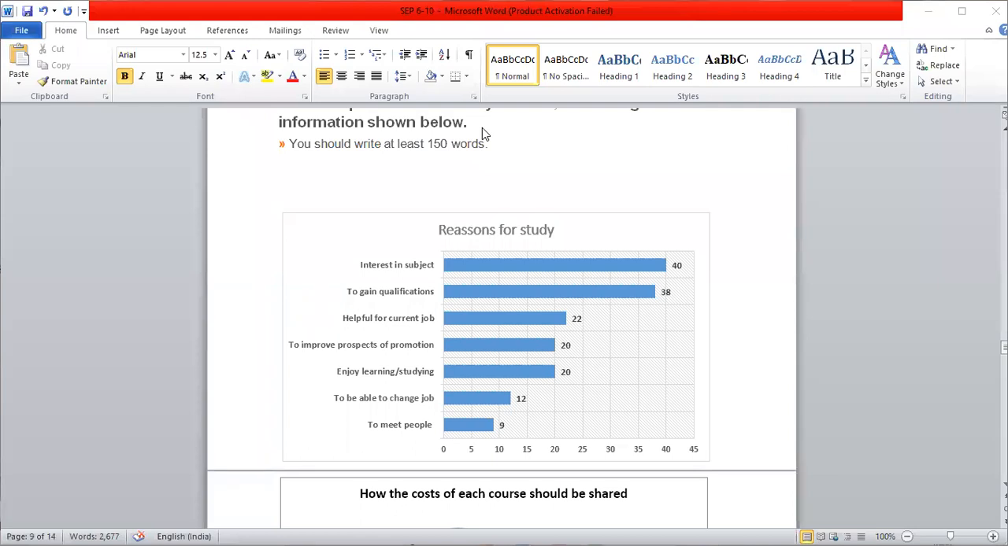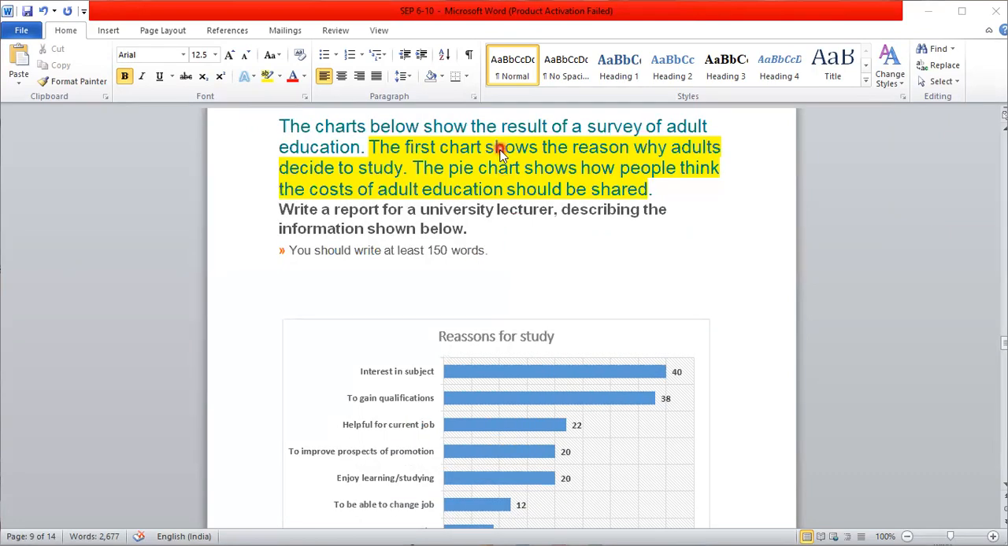You can see that they study for interest in the subject, to gain qualification, because it is helpful for their current job, to improve prospects for promotion, to enjoy learning or studying, to be able to change job, and to meet people. So these are the various reasons they are studying. As I told you before, this is a survey report.